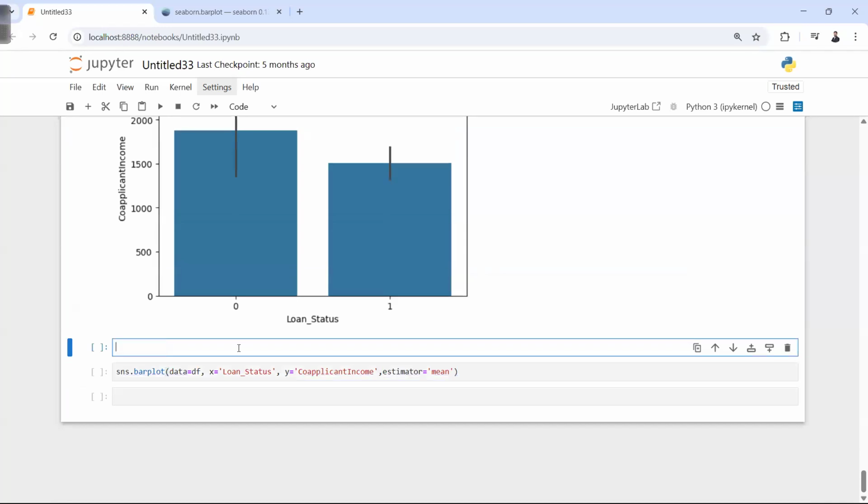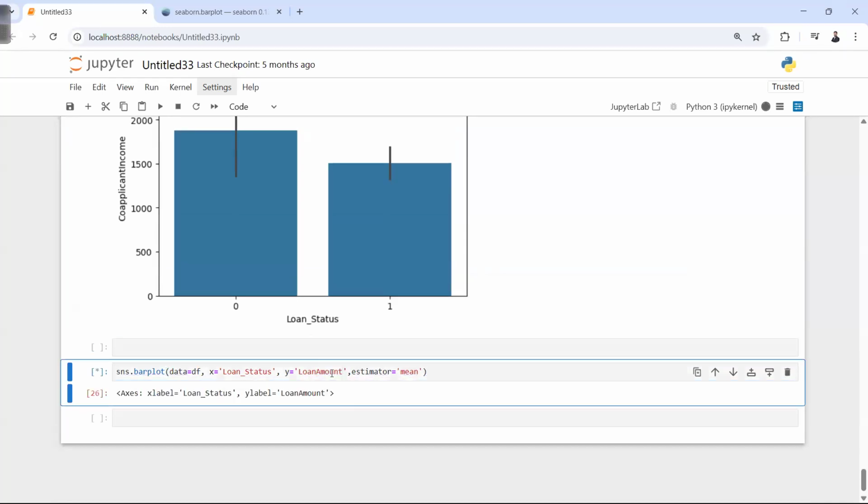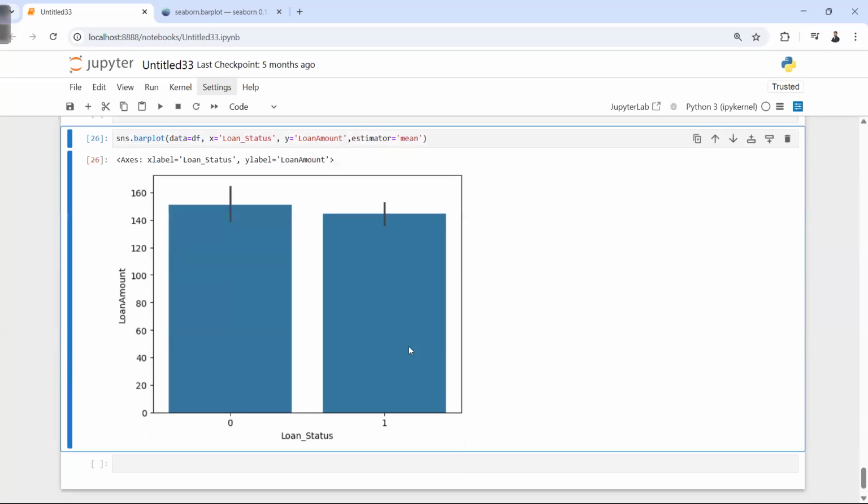So loan amount. No, it's not like that, right? So basically the average loan amount which you are asking who are getting the loan is almost on the same lines of those who are not getting the loan.